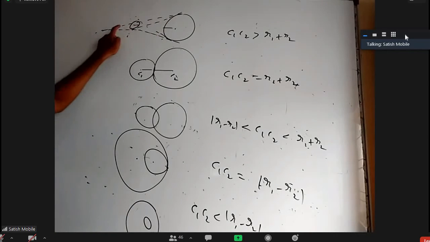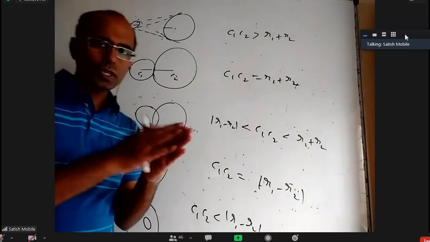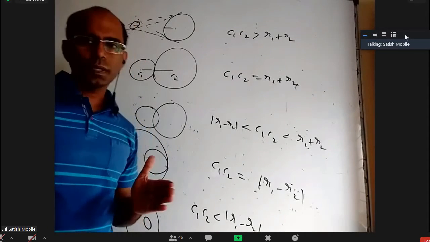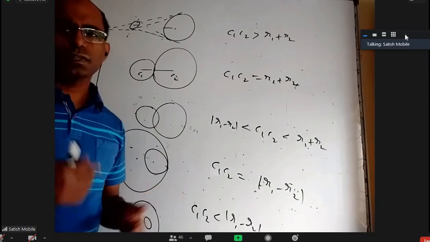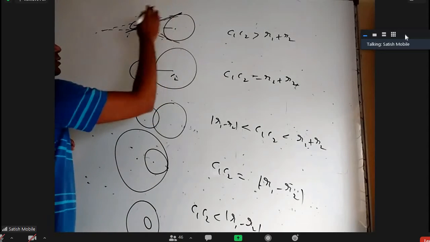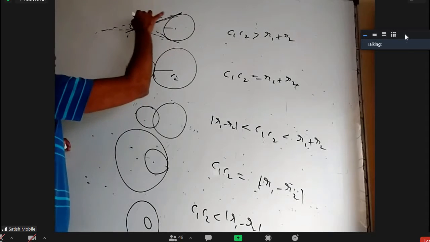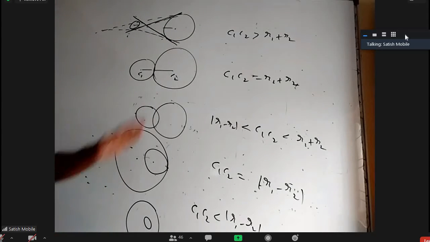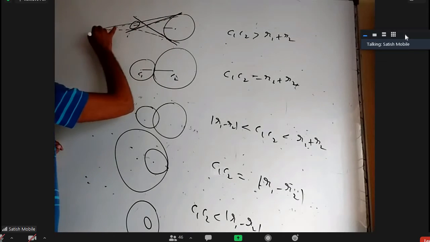But why is this called a direct common tangent? For that tangent, when both circles lie on one side, it is called a direct common tangent. If the circles lie on either side, it is called a transverse common tangent. So this one is a transverse common tangent because one is on this side, one is on this side. This one is also a transverse common tangent. One is on this side, one is on this side. And these two are direct common tangents.